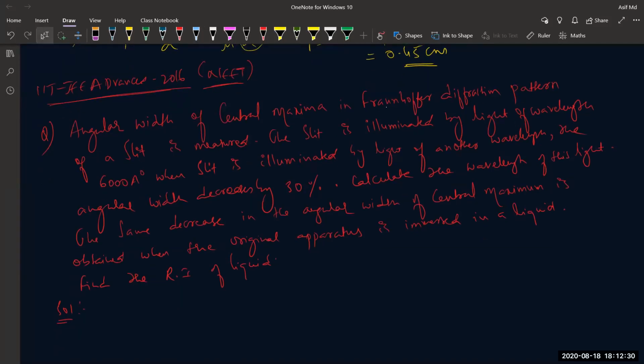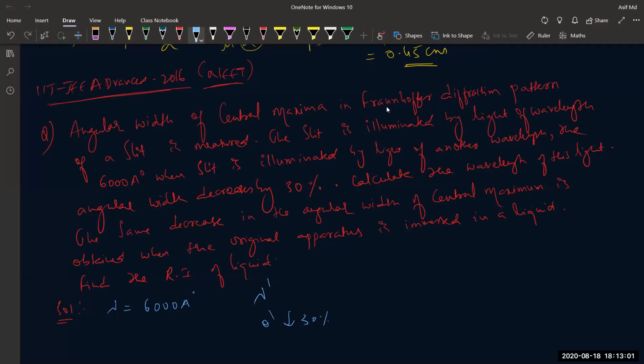The angular width of the central maxima in a Fraunhofer diffraction pattern of a slit is being measured. The slit is illuminated by light of wavelength 6000 angstroms. That is the first data. When the slit is illuminated by light of another wavelength, lambda dash, the angular width decreases by 30%. Calculate the wavelength of the light.